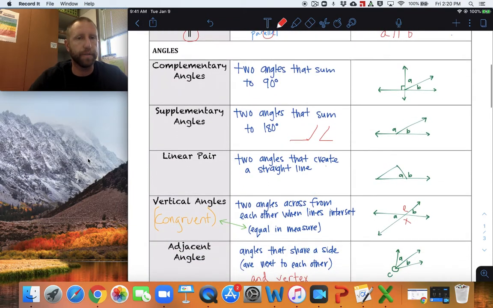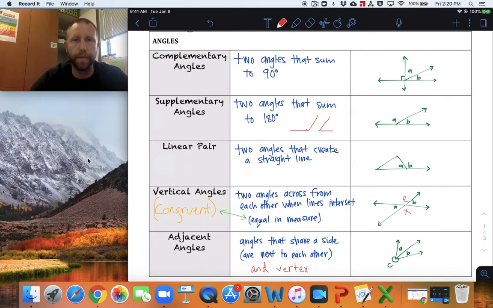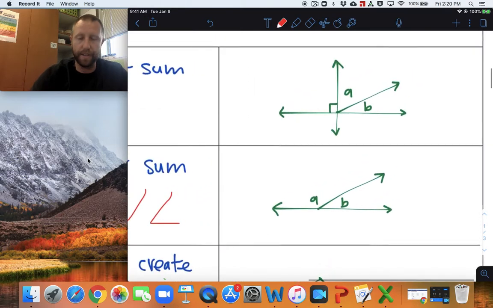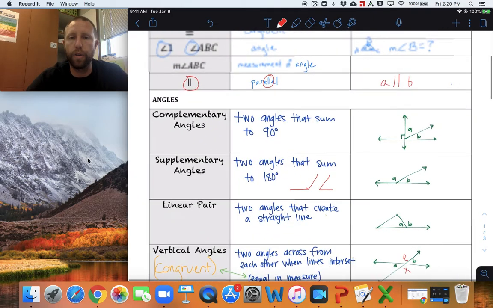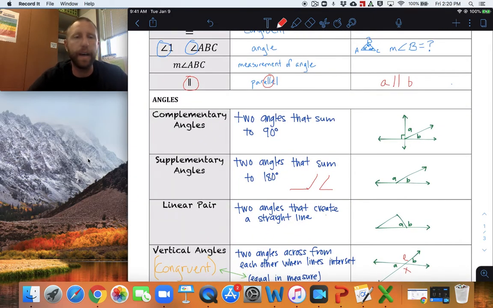All right, now that we know some of the symbols, let's go over a bunch of these angle relationships that we're using here, okay? We have complementary angles, which you may remember. This one might be familiar, and it's just two angles that sum to 90 degrees. So those two angles will add up to 90 degrees. For instance, in my example here, you can see I have angle A and angle B that would add up to 90 degrees. We call those complementary. We would say angle A and angle B are complementary angles.